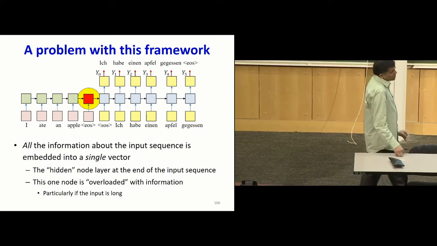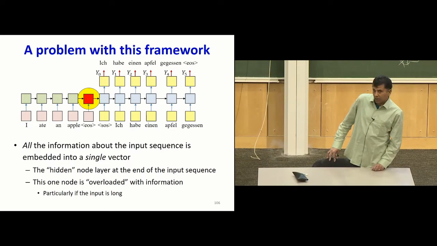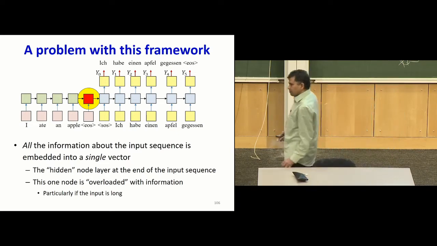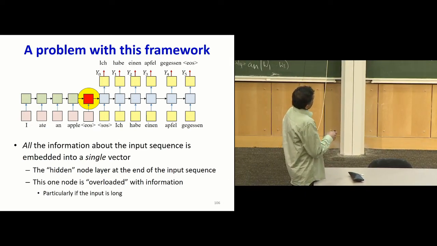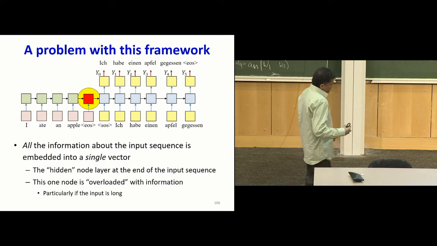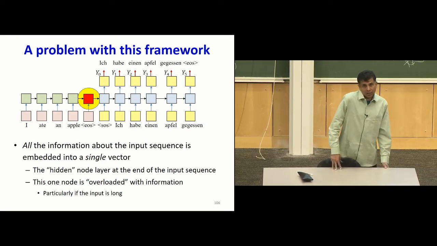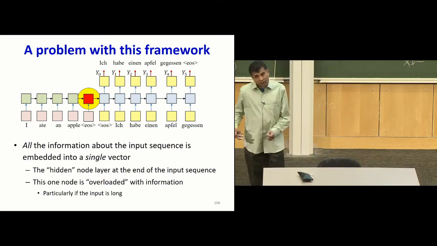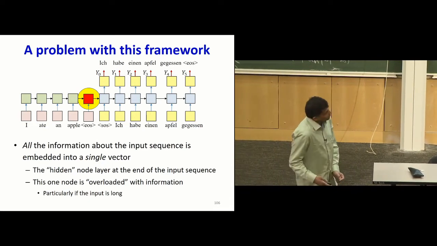Now, what we've seen so far is what I call the simple model and several variants of it. There's a reason I called it simple. And the reason is that in this model, all information about the input sequence is embedded into a single vector. The hidden node layer at the end of the input sequence is expected to retain information about a sentence which could be arbitrarily long. So you're basically overloading this poor node with the amount of information that it is supposed to store.